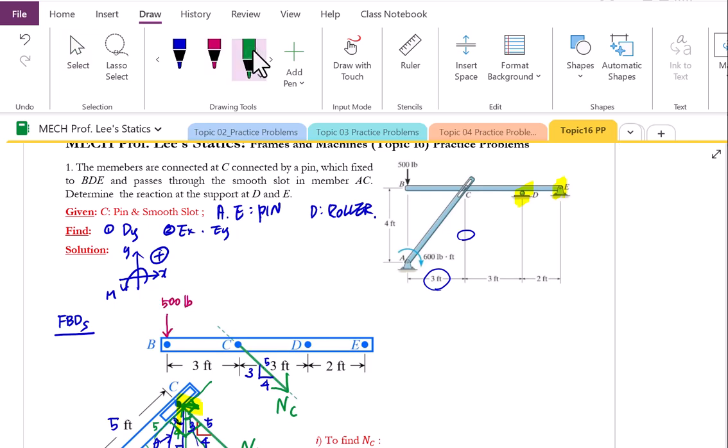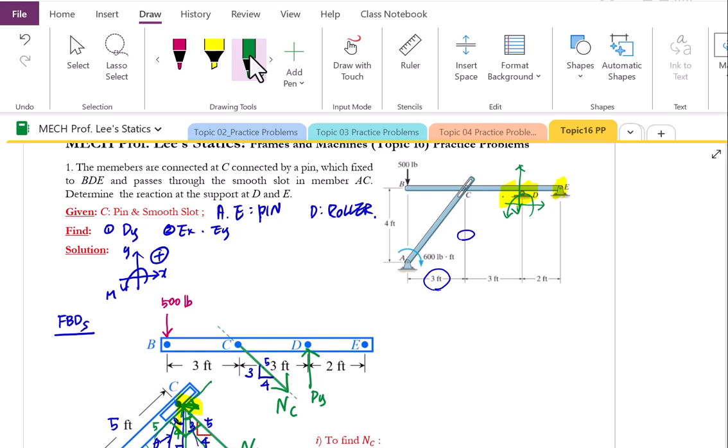Let's switch the color to green to take care of the other remaining reaction forces, at point D first. Point D should be a roller, therefore one reaction, D of Y. The roller will allow translation in this horizontal direction, also will allow rotation, however will not allow this jumping up and down due to the structure of the design. So therefore one reaction at D of Y.